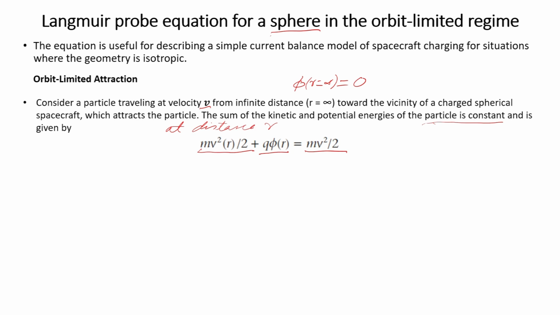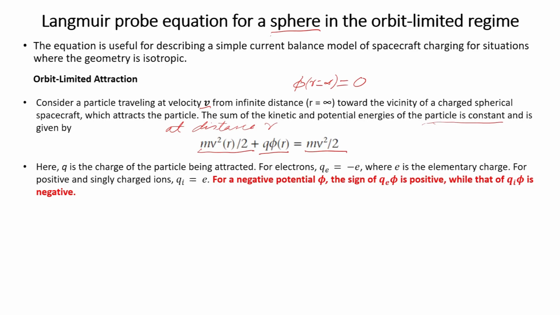Next, q is the charge of the particle being attracted. If it is an electron, q will be minus E, where E is the elementary charge of an electron, and for positively or singly charged ions, q will be equal to E. For a negative potential, suppose phi is negative, then the sign of E will be positive, while q into phi will be negative.